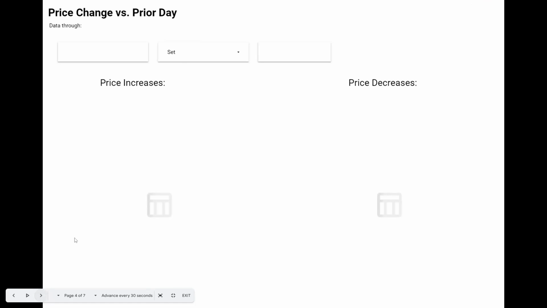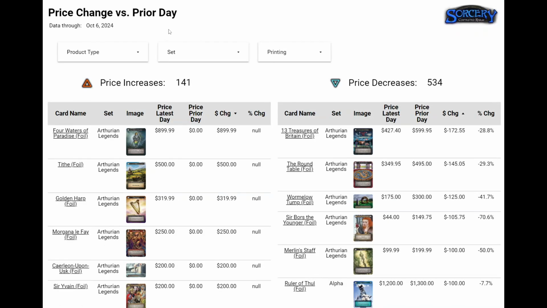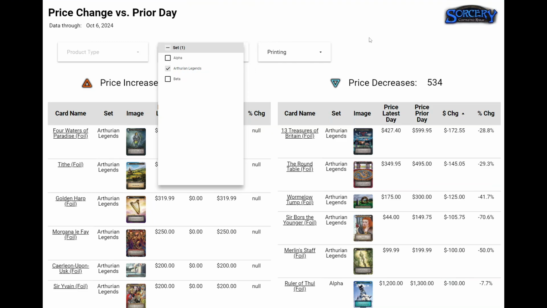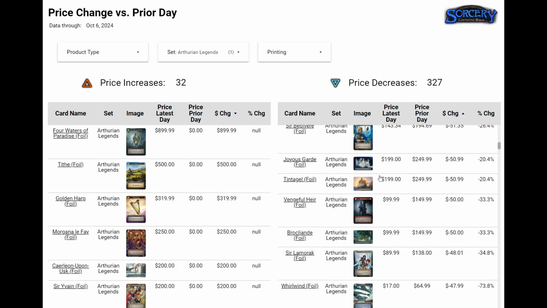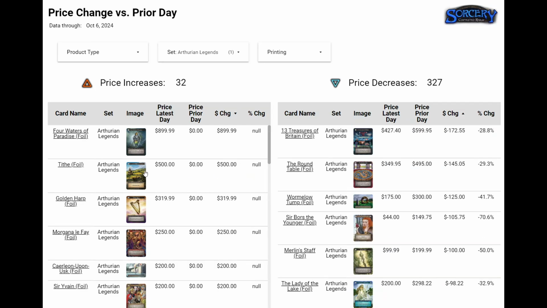Let's go to the next page here. This shows price change versus prior day. Let's sort on Arthurian Legends. And we can see here, of the cards that are in the database, how many went up in price versus yesterday versus down. Like I was saying, over these next couple days, it's going to be very, very volatile. But we're going to see a lot of price decrease as the cards find their market price and these start to be bought up. So if you're buying or selling, this would be a great place to check in on and find deals or just understand where pricing is at.